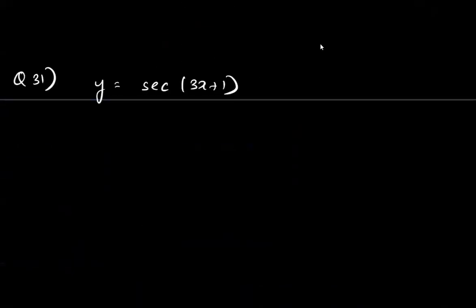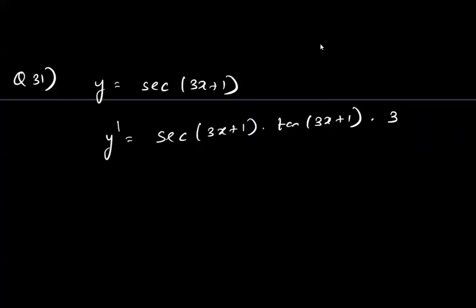All right. Okay, here y prime, secant is the outer function. The derivative of secant is secant times the tangent of the argument, and then times the derivative of the inner function, which is 3. So your answer will be 3 secant(3x plus 1) tangent(3x plus 1).